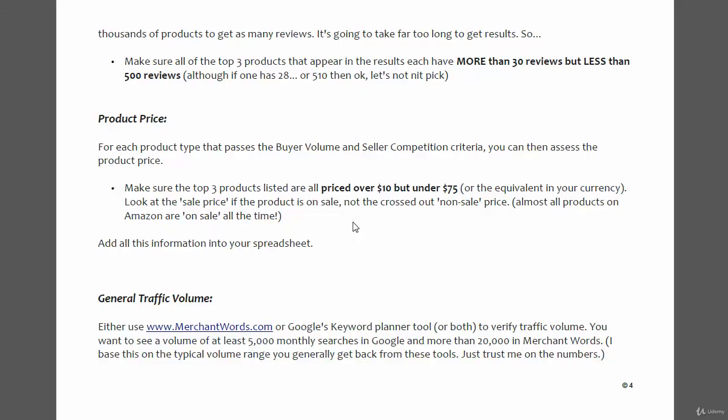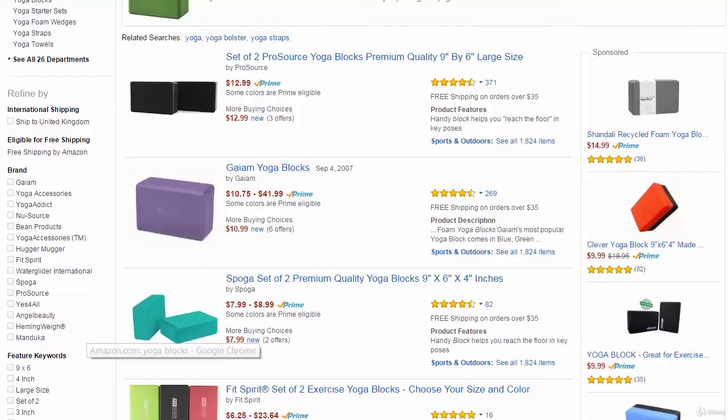Next, you're going to be looking at product price. So just note these down, even though I've set some criteria here. I've said to make sure the top 3 products listed are priced over $10 but under $75. So you will need to write those down as well.